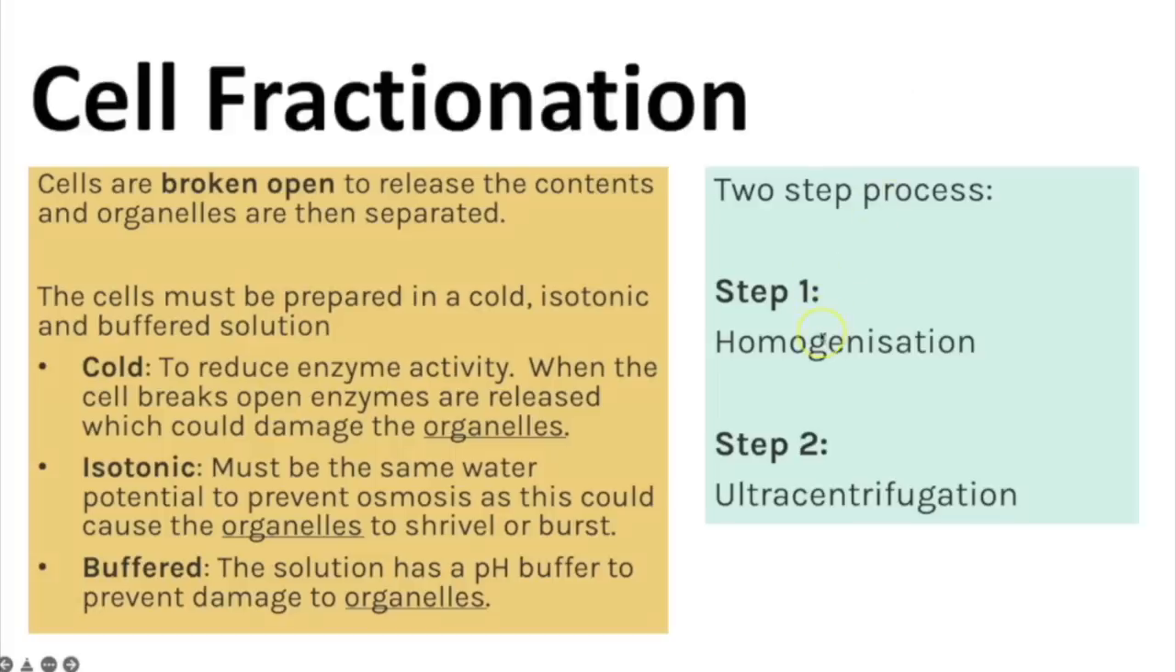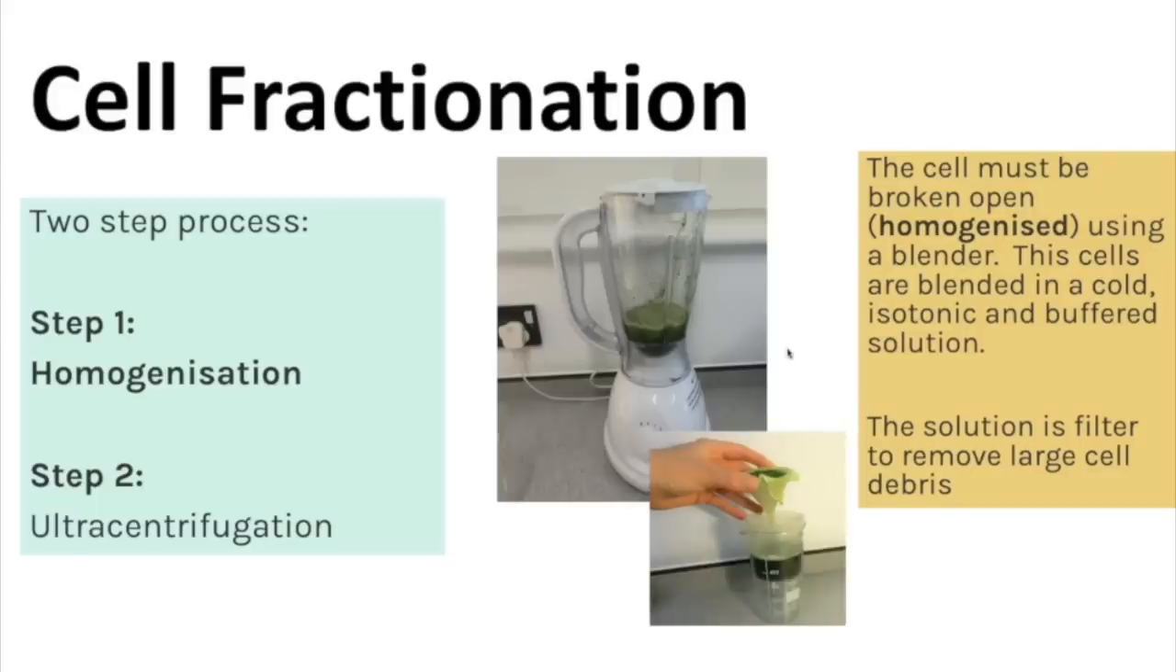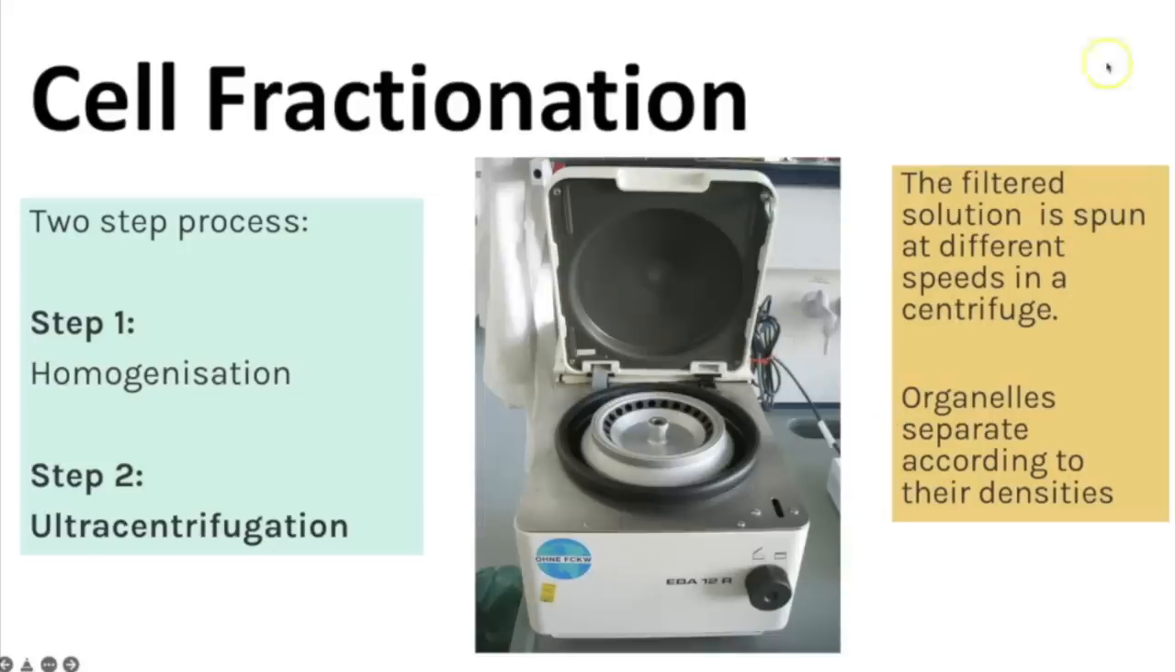Now, cell fractionation is a two-step process: homogenization and ultracentrifugation. So first of all, homogenization is when you break open the cells, and that can be done in a blender, as long as the solution that you're blending your sample in is cold, isotonic and buffered. Then we'd need to filter to remove the large debris, and the filtrate, we can then use ultracentrifugation to isolate the different organelles. So we'd put our sample into a centrifuge and we'd spin at different speeds.